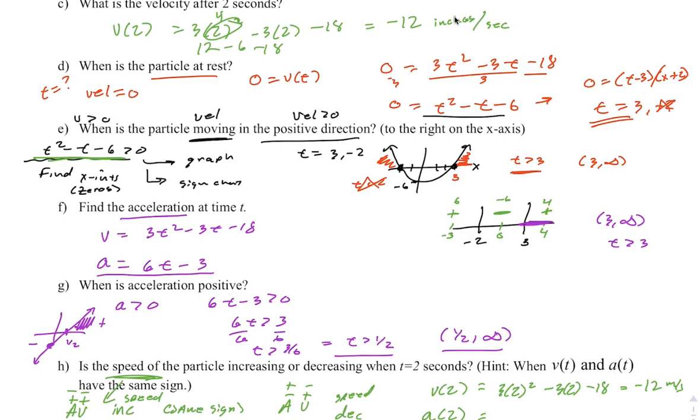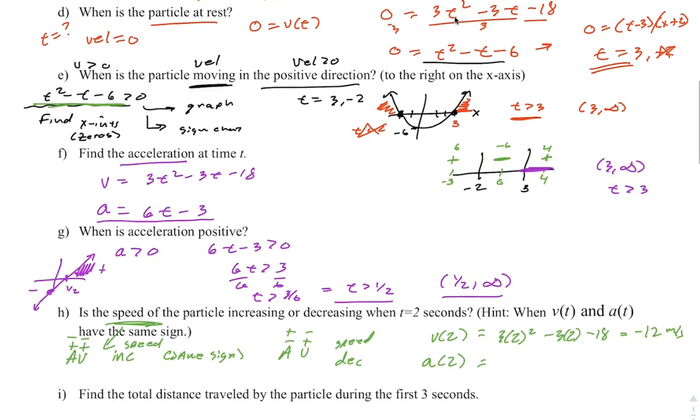The acceleration at 2, just plug 2 into the acceleration formula. So 6 times 2 minus 3, so 12 minus 3, so 9. A positive 9 meters per second squared. Notice they're different signs, so they're working against each other. If the velocity wants to go to the left, acceleration wants to go to the right, so we are slowing down. So speed is decreasing.